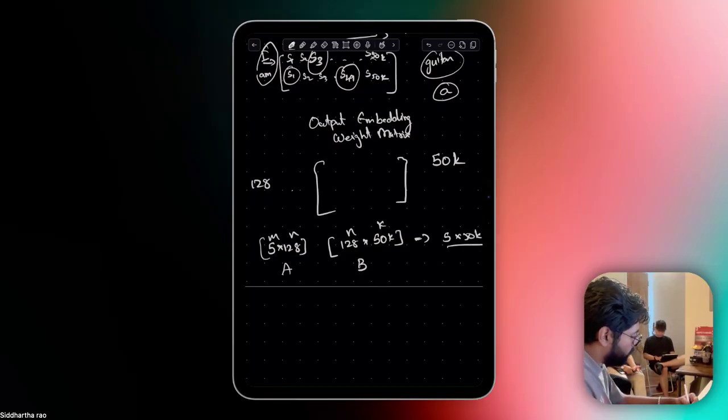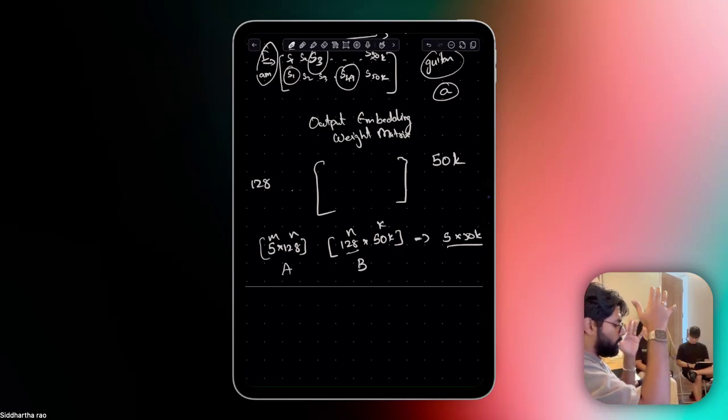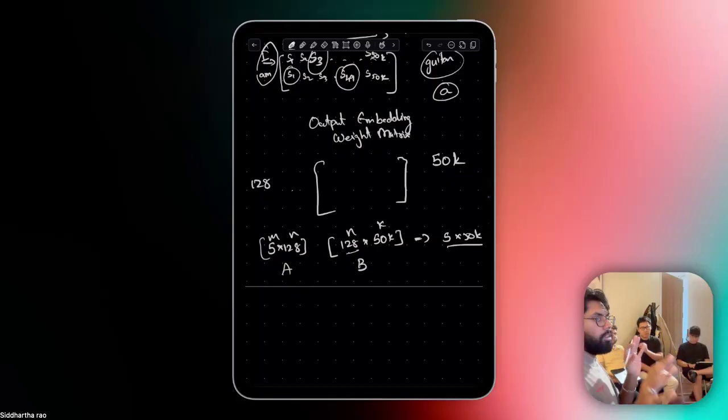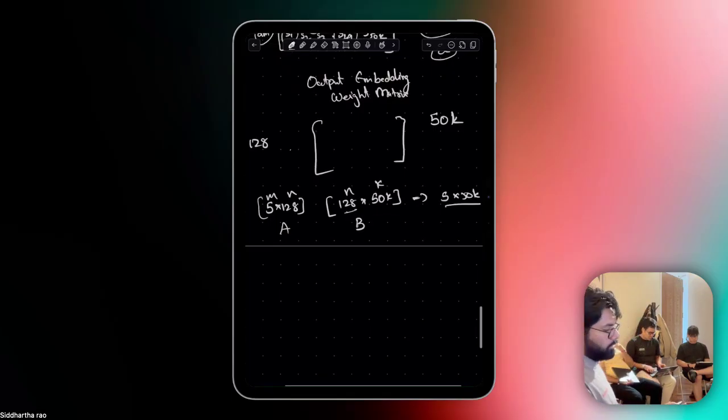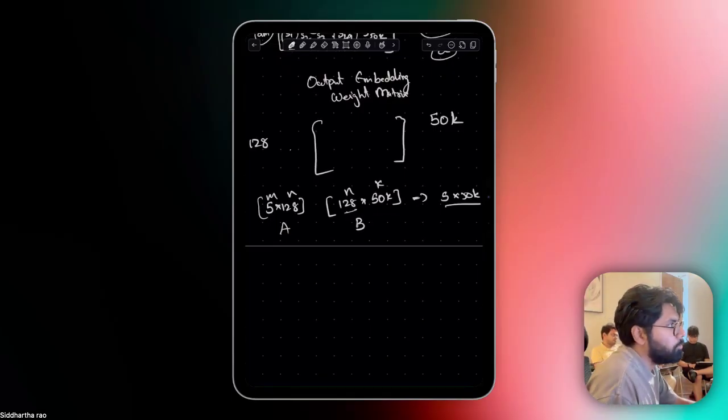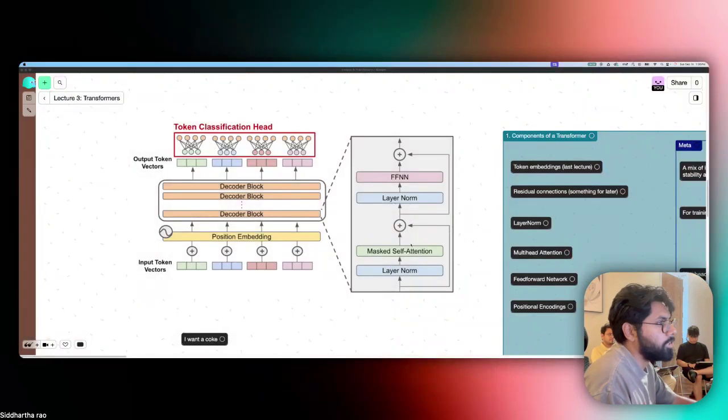So your output embedding matrix has 128 rows, which is the hidden dimension, and the number of vocabulary tokens as columns. So now we figured out that there are the input token vectors, which are basically dictionary lookups, and the output token vectors, the token classification head, which we can also call an output embedding weight matrix, which projects into a prediction space of 50,000 and assigns 50,000 scores. And now we can talk about how we actually implement this.